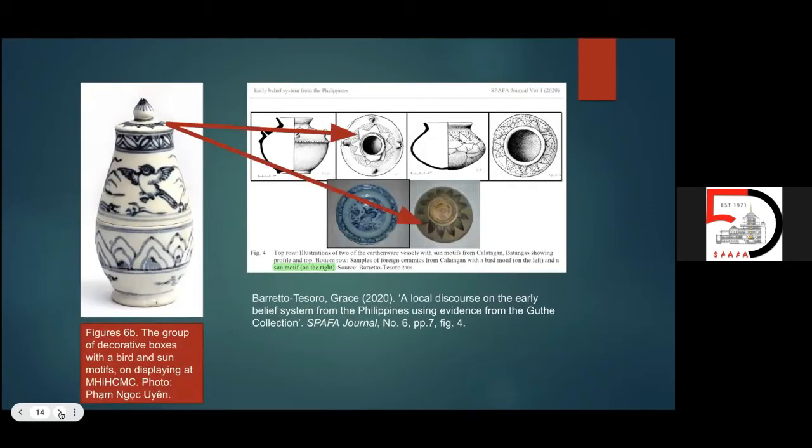The solar motif on the cover box, similar to the example we saw from Barretto Tesoro in terms of the bird motif, was commonly depicted on blue and white ceramics. Moreover, an older bird motif was found at the archaeological site in Manunggul Cave in Palawan, dating to 890 BC to 710 BC. So Barretto Tesoro also suggests that the use of imported products with motifs corresponding to indigenous belief can be a way to affirm the social position of the ruling class in the Philippines, who influenced foreign trade activity in the 14th to 16th century.